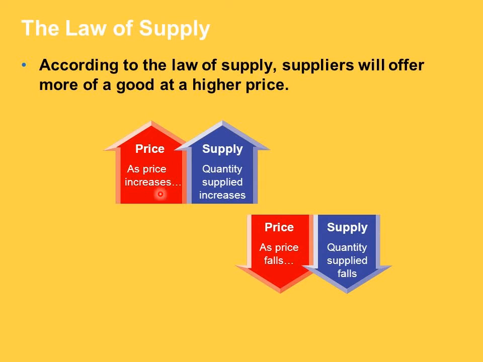According to this, as prices go up, the supplied quantity goes up. As prices go down, the supplied quantity falls. But remember the demand law, as prices go up, the demanded quantity will go down. So there is an inverse relation in that case. And as prices go down, the quantity demanded goes up. So there is a direct relation between price and supply, and there is an inverse relation between price and demand.